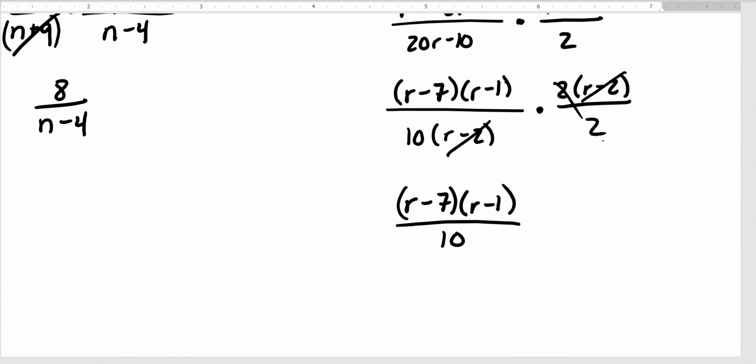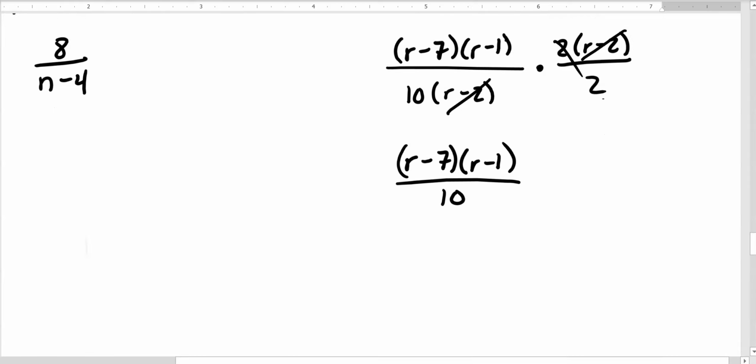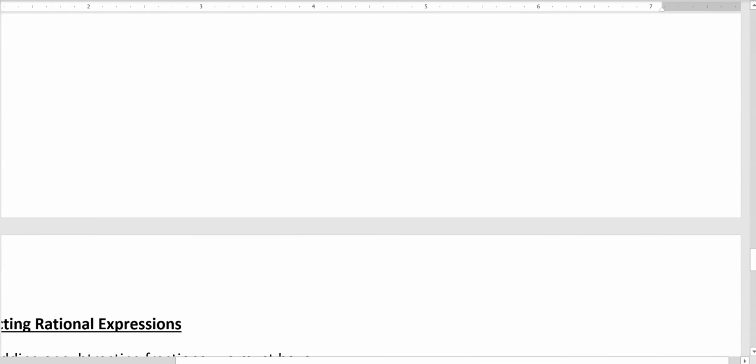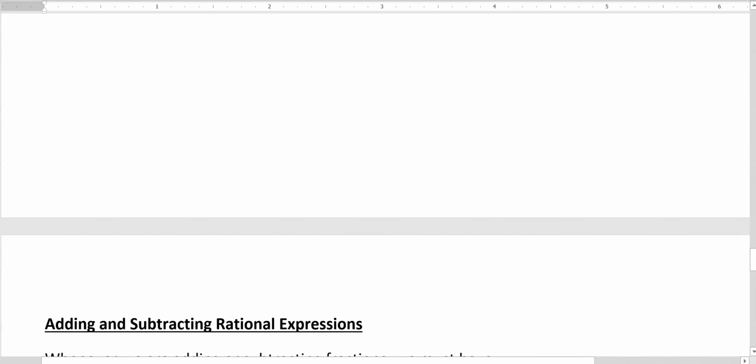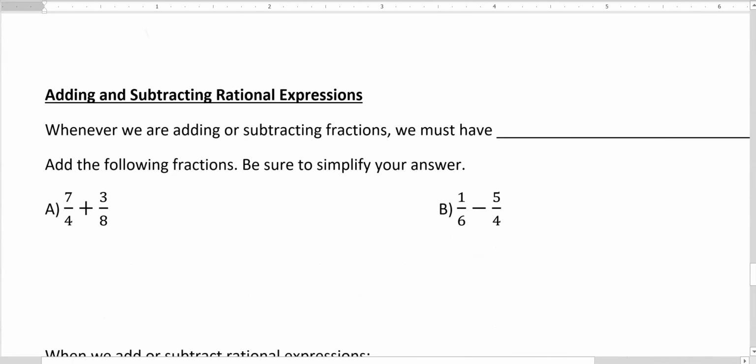Now notice, you can totally leave this in factored form. In fact, I'm encouraging you, do not multiply it back out. Just leave it here in factored form and you'll be feeling pretty good. Awesome. So we've done simplifying. We've done multiplying. We've done dividing. Let's talk about adding and subtracting.